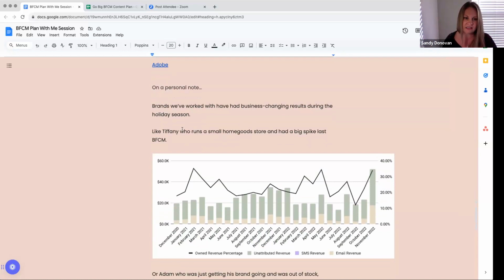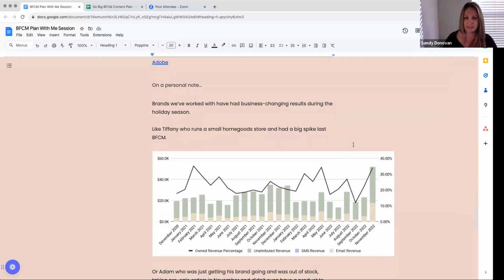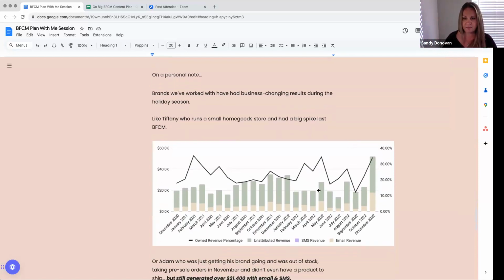Here's an example of Tiffany. She runs a small home goods store, and she had a huge spike last Black Friday. You can see that typically she sat at or under 20,000 a month in total revenue all year long, not just email, but total revenue. Then she jumped all the way up to about 50,000 just in November. A big portion of that is email, that tan, that beige, and that is beating what she generated in a single month for almost all of the other months in 2022.